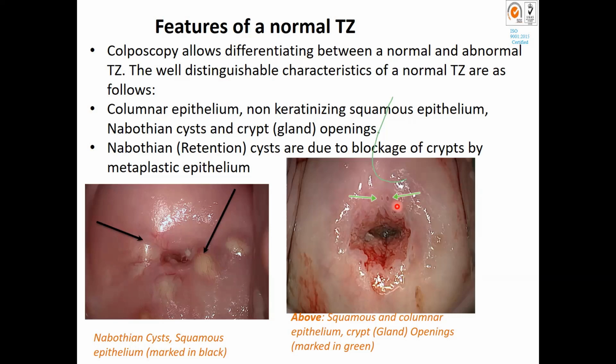Now, the skip area also will tell you that something was happening here. That will make you understand that this is part of the transformation zone where the changes were happening. So when you are carrying out the screening, you need to observe those areas so that you are able to not misdiagnose this woman.